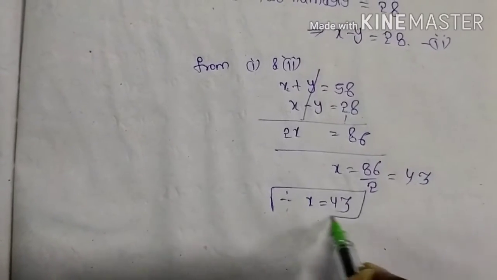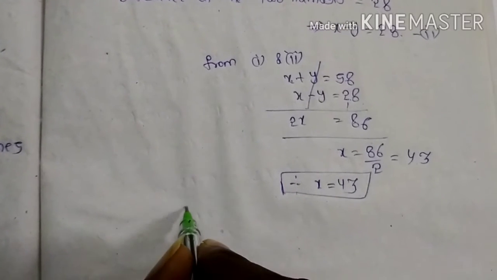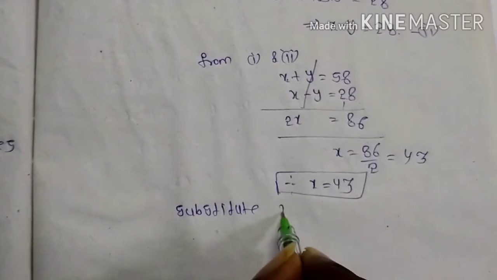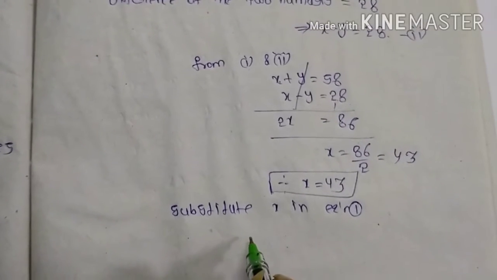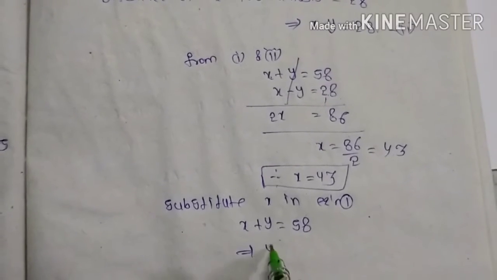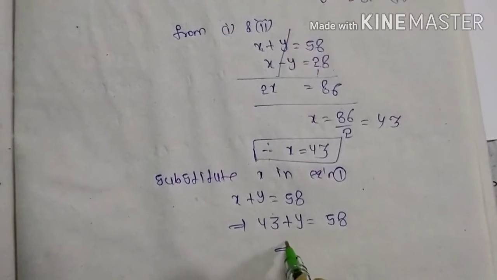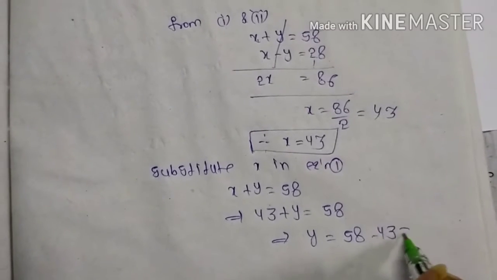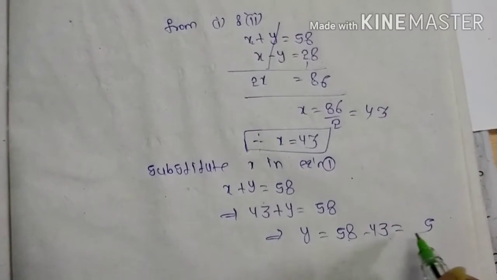Yes or no? Now you can substitute x value in equation 1. That means x plus y is equal to 58. Then 43 plus y is equal to 58, implies y is equal to 58 minus 43. How much is it? 58 minus 43. 8 minus 3 is 5 only. Here 5 minus 4, 1 only.